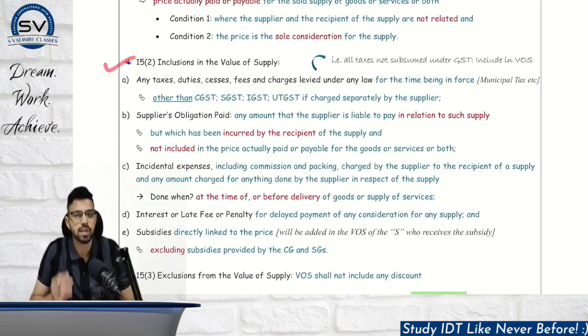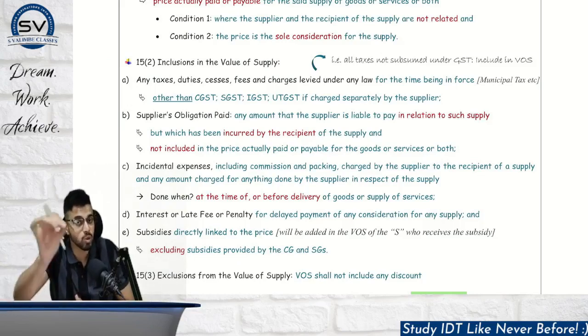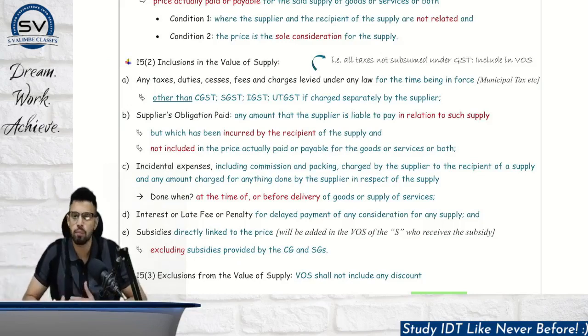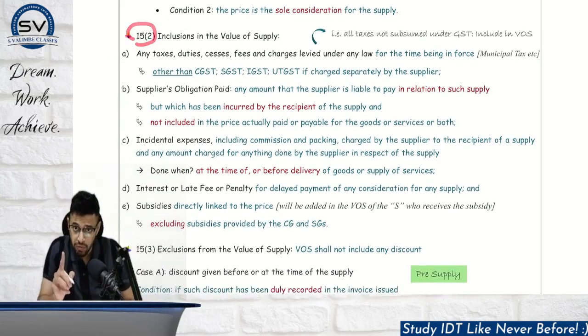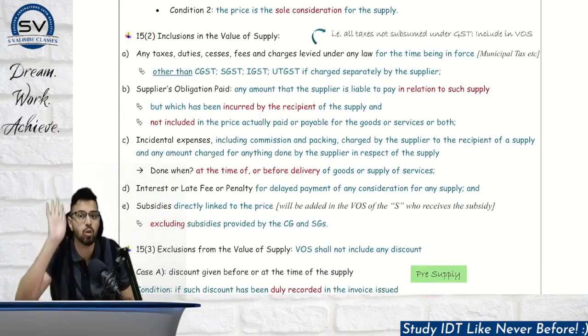Now there comes subsection 2 and subsection 3. Subsection 2 talks about certain inclusions in the value of supply. Subsection 3 talks about certain exclusions from the value of supply. Both of these are clarificatory in nature. Subsection 2, inclusions in the value of supply, meaning which you are going to include in the value of supply for the purpose of calculating GST.